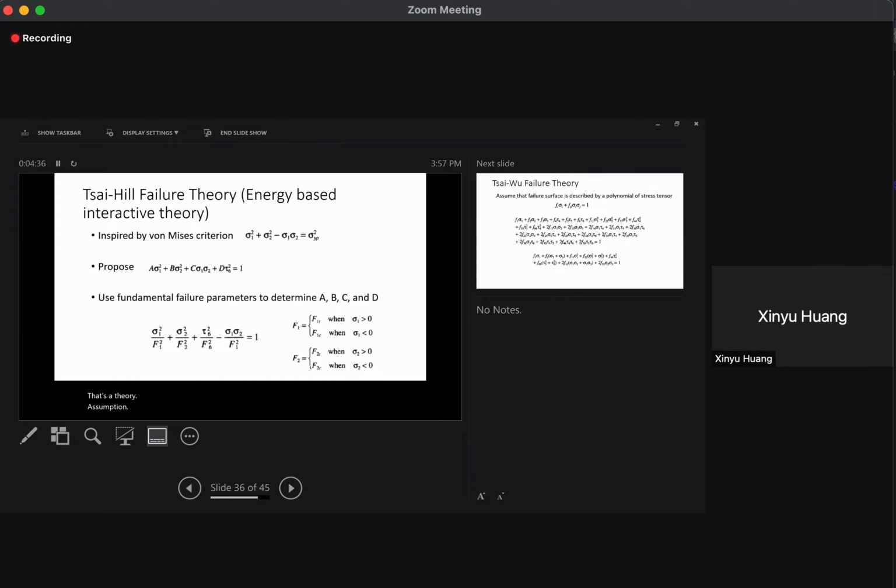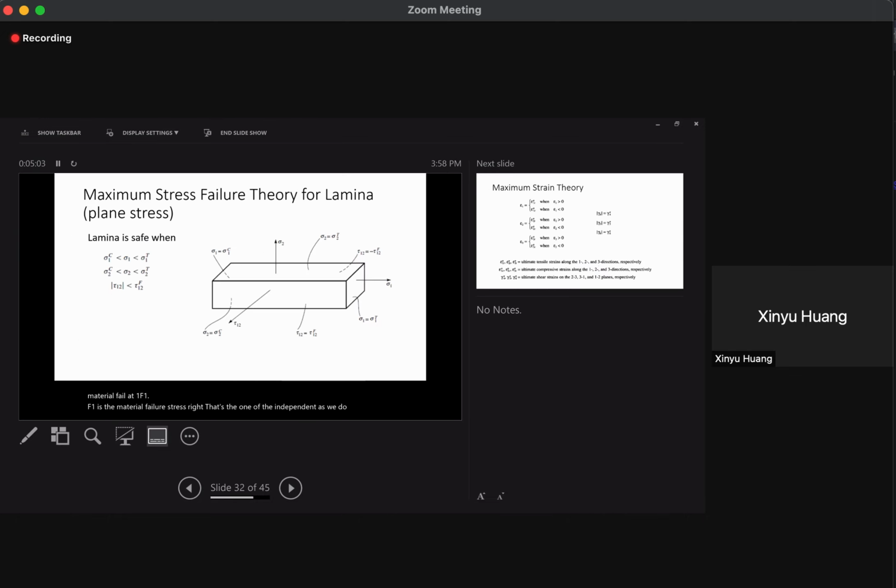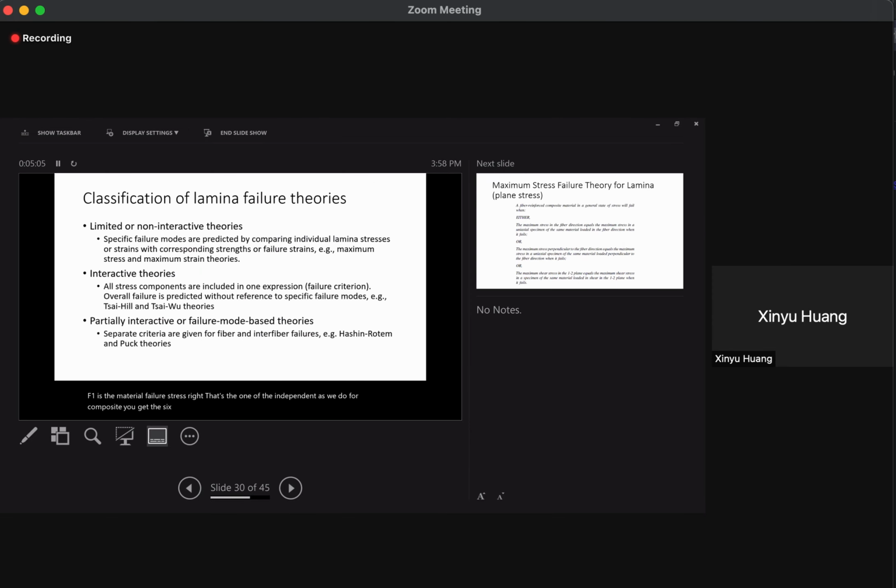All right, so you can use the conditions of the independent tests. For example, if you make sigma 2 and tau 6 equal 0, that's uniaxial tension, you just pull the material in fiber direction. What happens? The material fails at F1. F1 is the material failure stress, right? That's one of the independent tests we do for composite. You get 5 or 6 parameters.